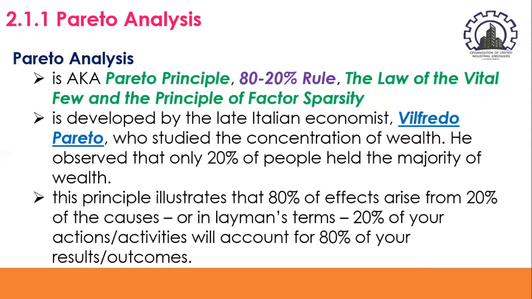For example, 80% of the total inventory is found in only 20% of the inventory items, or 20% of the jobs account for approximately 80% of the accidents, or 20% of the jobs account for 80% of the workers' compensation cost.